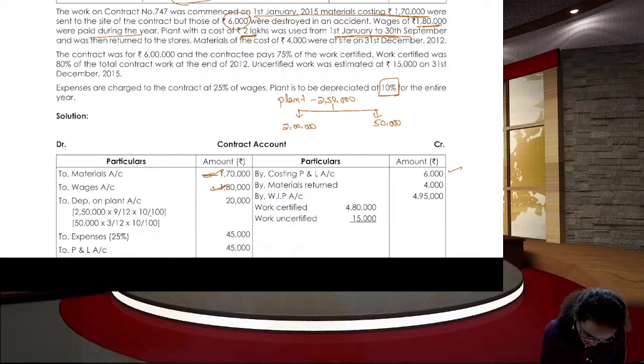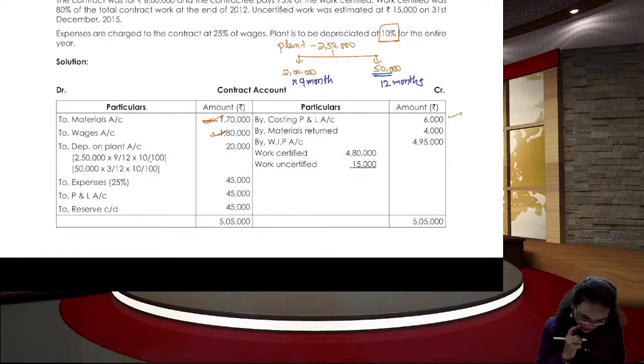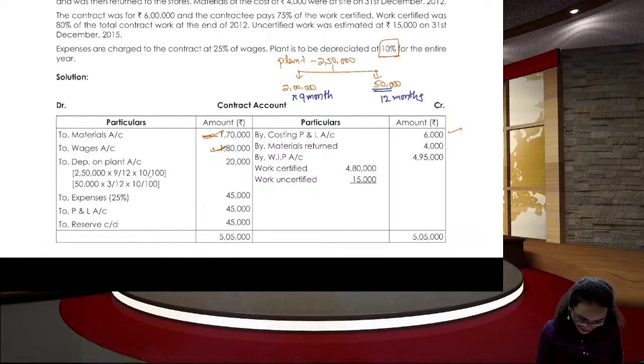This 2 lakh worth of machine is used only for 9 months. And this other one is used for a complete 1 year, that is 12 months. So come back here. We can take it this way: up to 9 months, 2,50,000 worth of machine was there with this contract.